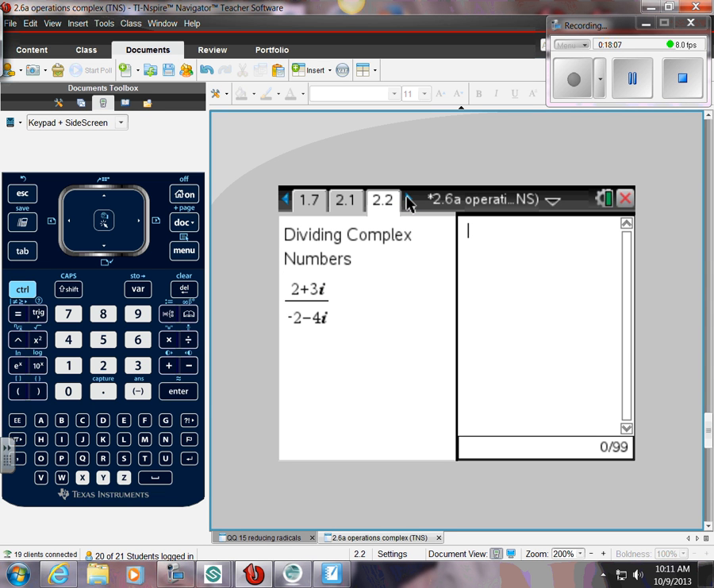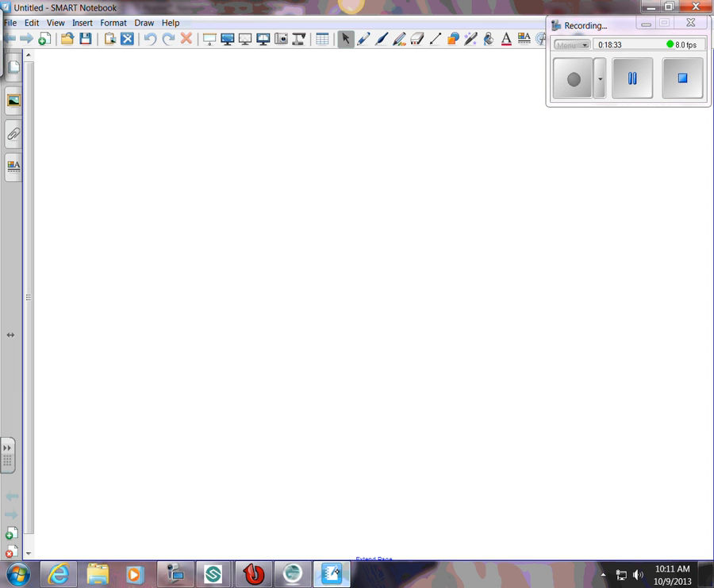Let's talk about division. Now, division's a little bit different, okay? You cannot have an imaginary value in the denominator of a fraction. Just like you cannot have a radical in the denominator of a fraction. How did we remove a radical? We multiply by something. How did we get rid of the radicals?